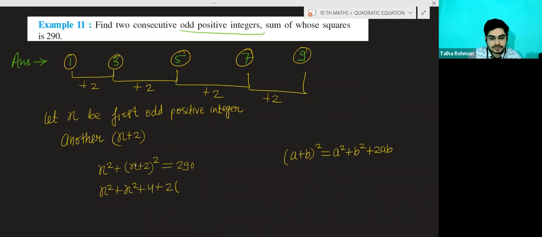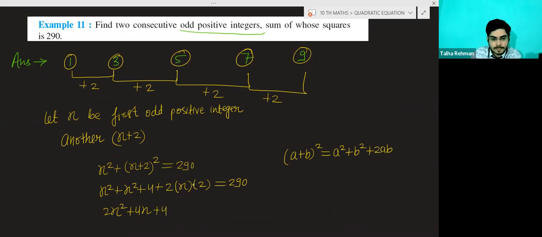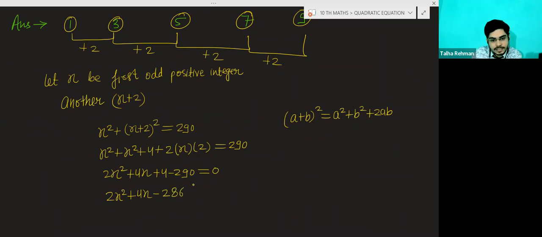For 2ab, you can take a as x and b as 2. So it is 2 and this is equal to 290. So we have here x square and x square, it will become 2x square. This is x, okay? And here we have 4 and here we have 4x, 2 into 2 into x, 4x we can write. And here is plus 4 minus 290, that is equal to 0. So this is 2x square plus 4x minus 286 is equal to 0.